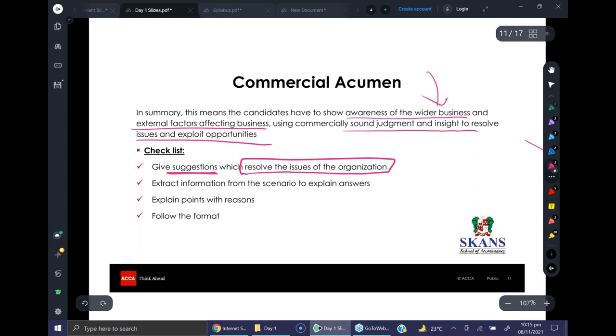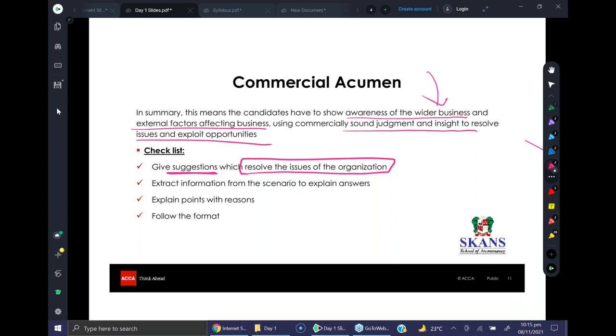So for example, if I tell you that there is a charity hospital and they have, for example, a lorry which they use to carry the goods, and that is an old lorry that breaks down a lot of times, etc. So what's the best way? What should the charity do to resolve this issue? Can you tell me something? I mean, if the question is to give suggestions on how the issue of this lorry can be resolved and the commercial acumen skill is tested, how can we get the marks?